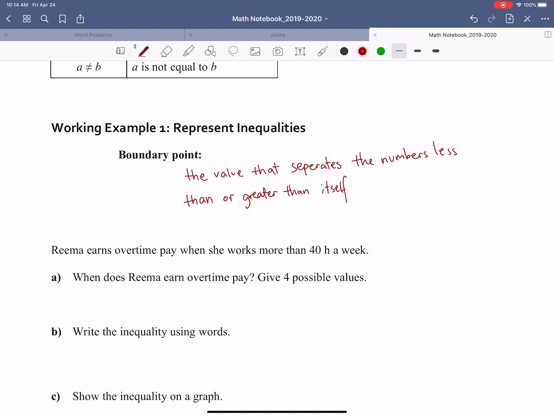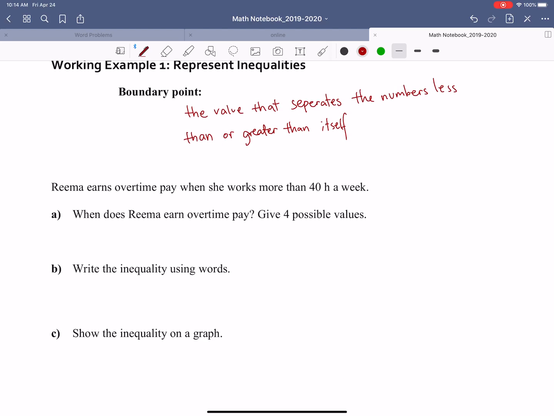Okay, so Rima earns overtime pay when she works more than 40 hours a week. When does Rima earn overtime pay? Give 4 possible values. So more than 40 hours a week. If she works more than 40 hours a week, she will get the extra pay.